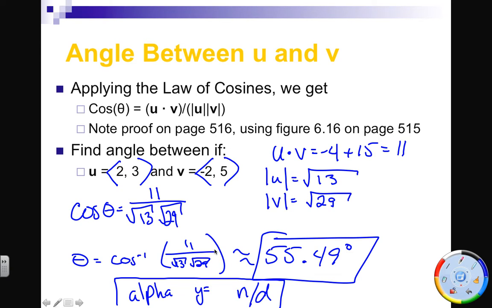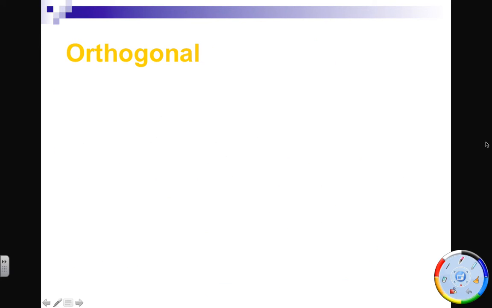All right, so angle between two vectors, not too challenging either. Very simple cosine problem using the dot product and using the magnitude of the two vectors.